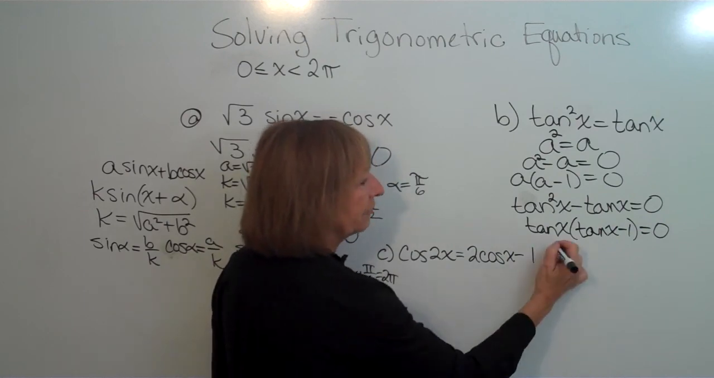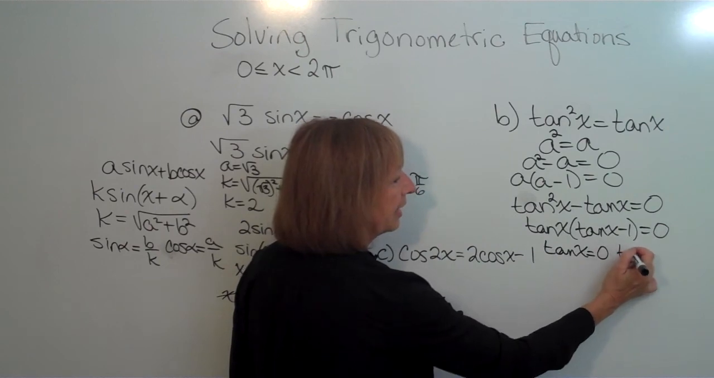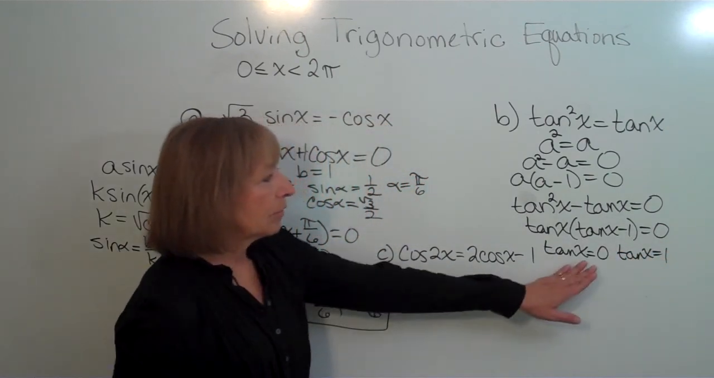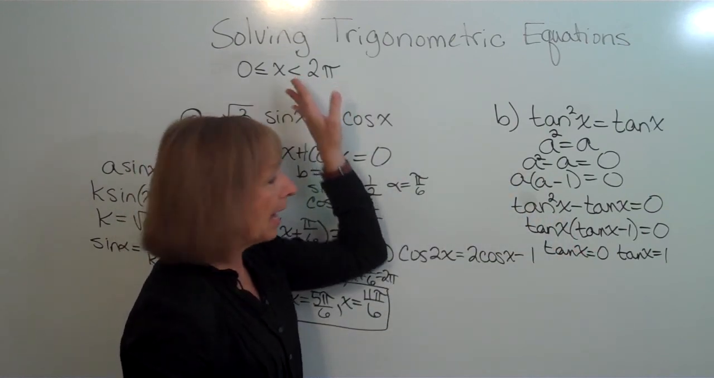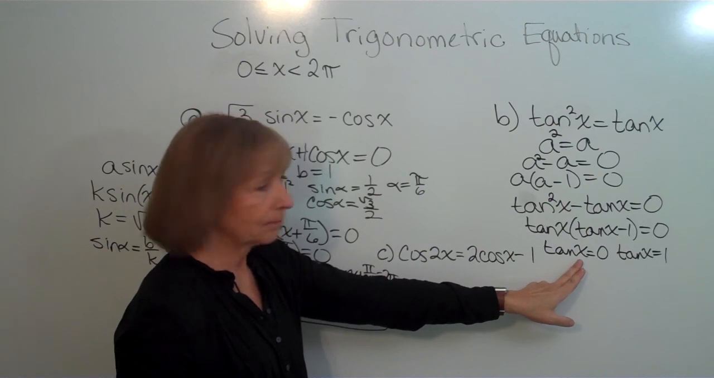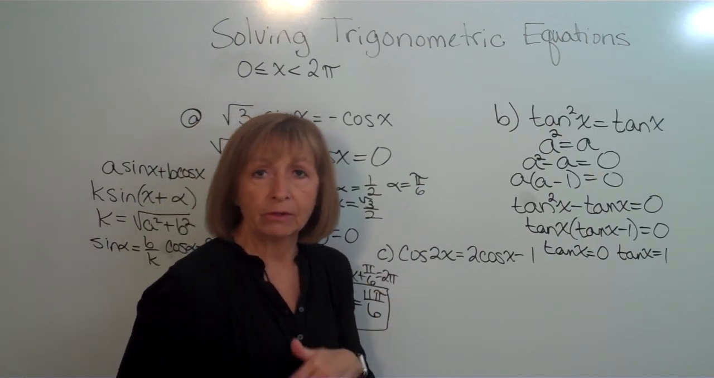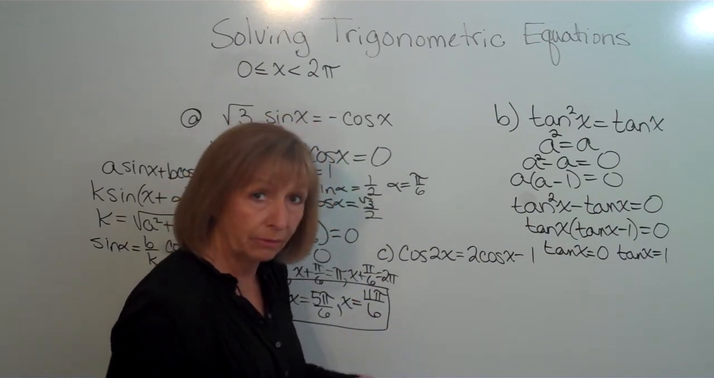Then we're going to set each factor equal to 0, so either tangent x equals 0 or tangent x is equal to 1. And then we're going to give all the angles in the span from 0 up to but not including 2 pi that this would be true for. Okay, so for what angles in the span from 0 up to but not including 2 pi do you get a tangent ratio of 0?